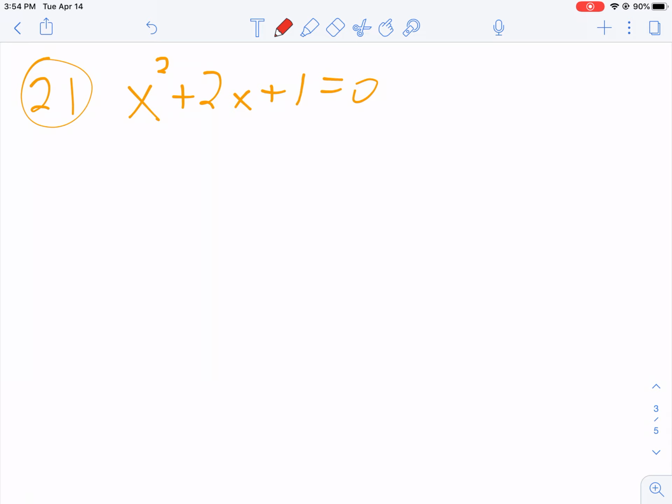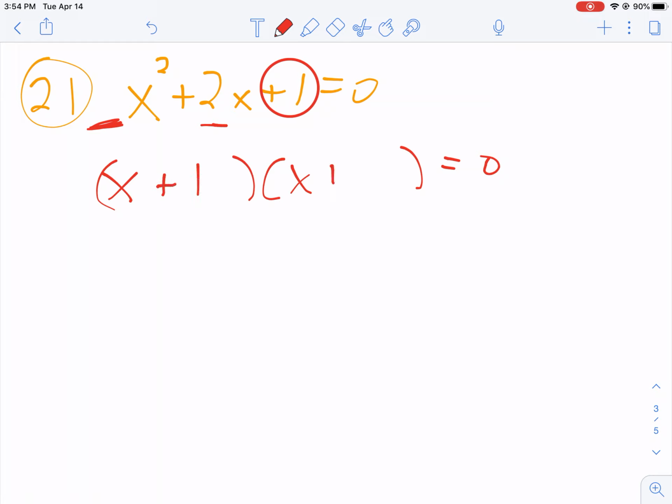All right, so now on number 21, we have to solve this equation. You actually have to factor this out, which is the easier factoring because there's nothing in front of here. So remember, what times what? What are your factors of 1 that are going to add up to 2? So I'm going to say it's going to be 1 and 1. So x plus 1 times x plus 1 equals 0.